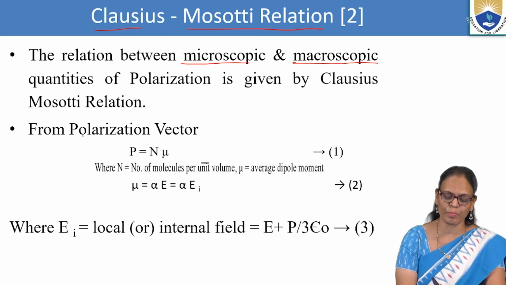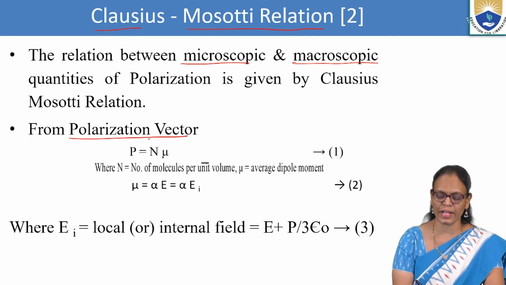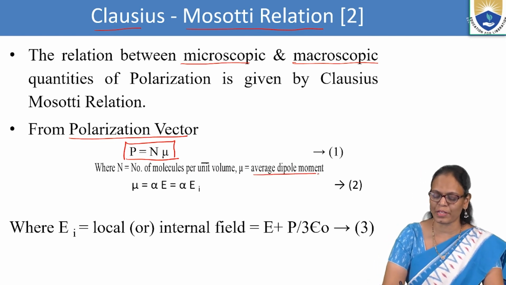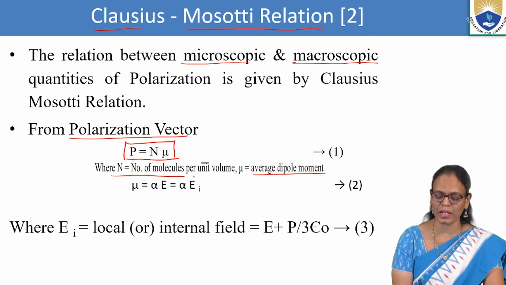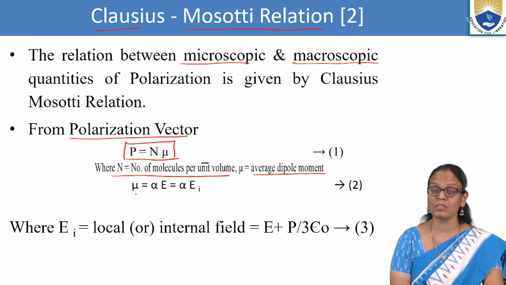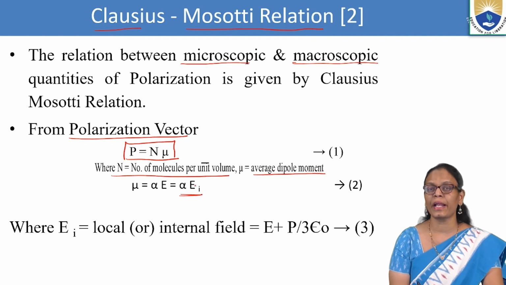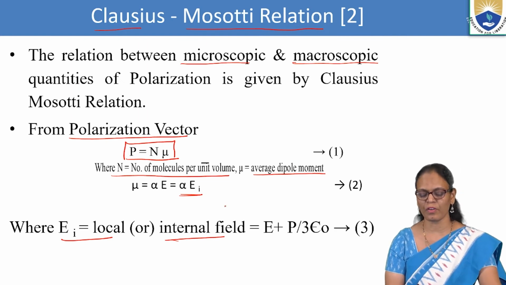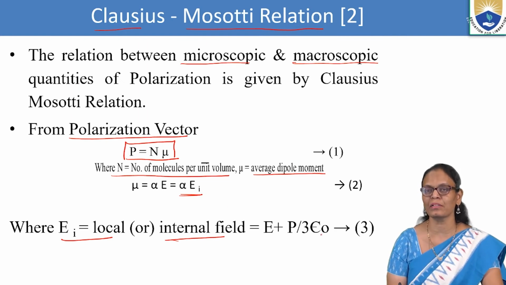First we will start with the polarization vector. What is this polarization vector? P is given by n mu. Here n is the number of molecules per unit volume and mu represents the average dipole moment. So P is equal to n into mu. We also have seen mu is equal to alpha E, and here it is due to the local field, so alpha E local. E local is the local or the internal field, and we have found E local to be equal to E plus P by 3 epsilon naught.